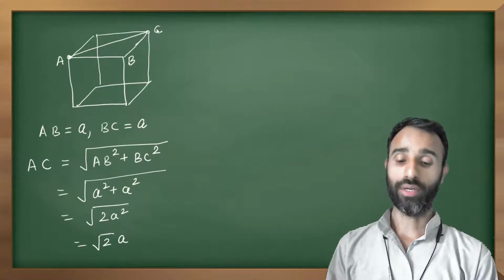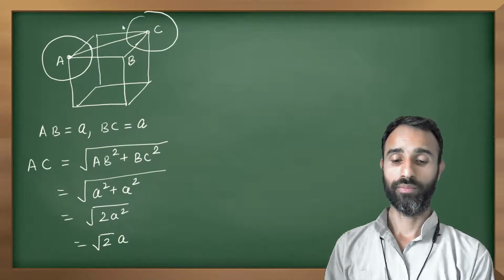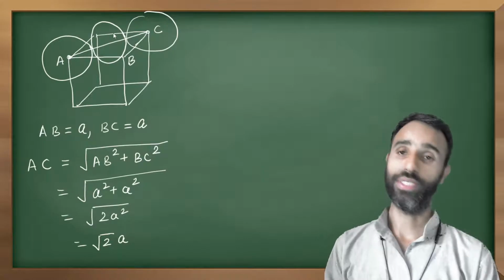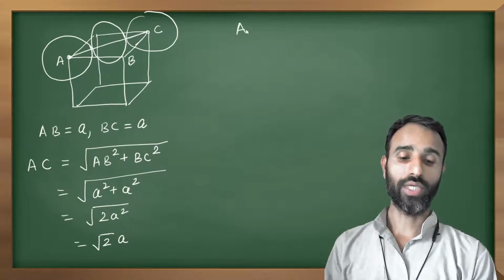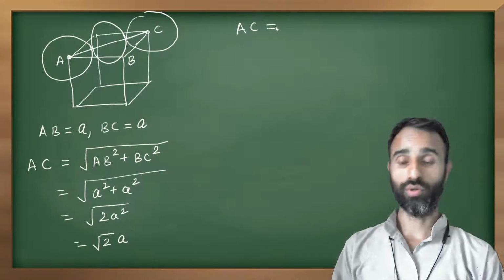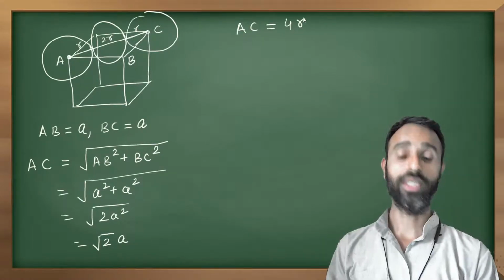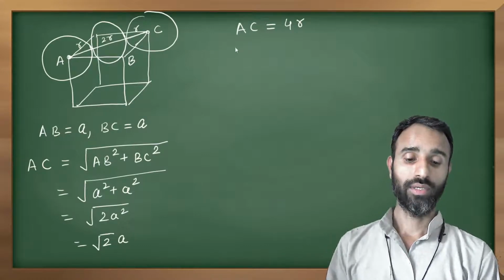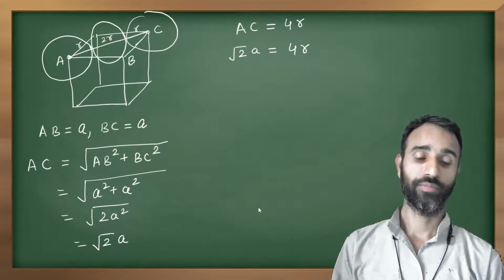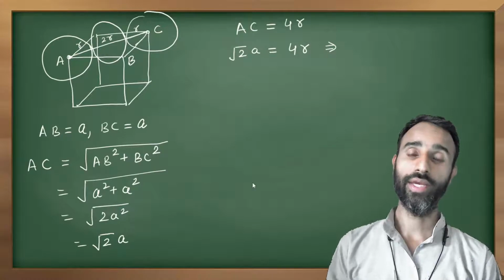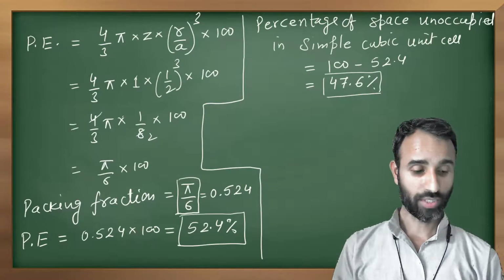Spheres are at the corners as well as at the center of the face. So in this way they are touching each other. So AC is equal to, in terms of R, this is R, what is this? 2R, this is R. In total it is 4R. That means under root 2 A equal to 4R. So what is the relation between R and A? Yes, that is also very important. In the first case, what is the relation between R and A?